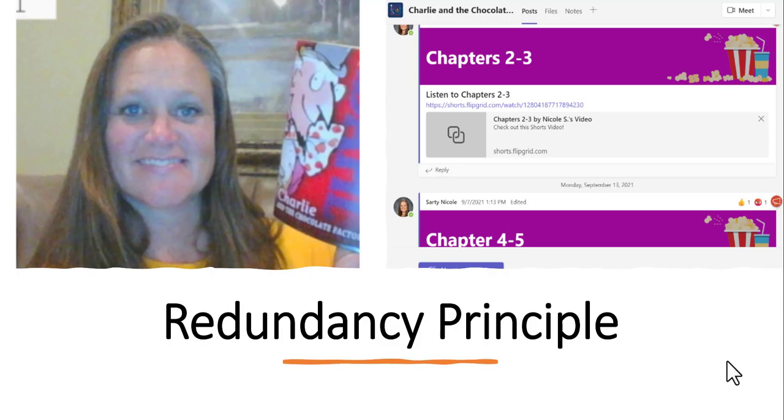So, what I have is I've given them another opportunity, whether they missed it or if they need to reread the chapter, they can listen to the story while they're reading the chapter, and then that gives them the opportunity to do that on their own.